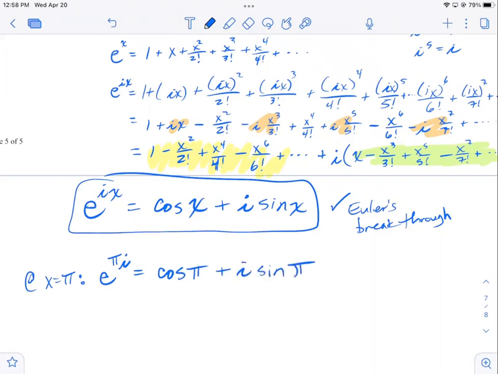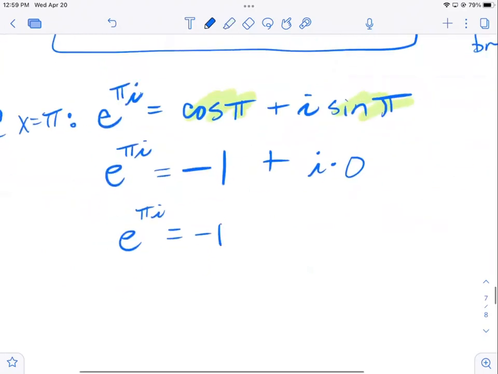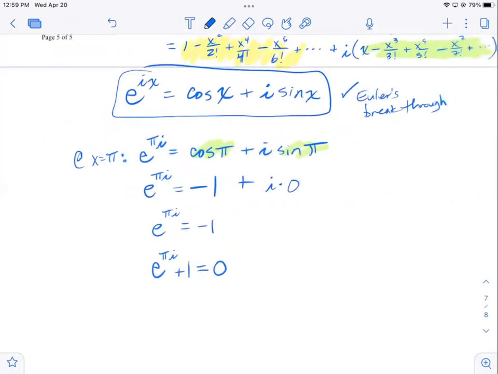Well, guess what time it is? It's unit circle time, everybody. So I got cosine of pi and sine of pi. So e to the pi i, what's cosine of pi? No, not 1. -1. And what's sine of pi? 0. So I get i times 0. Well, guess what i times 0 is? 0. And so now if I simply tidy up a bit by adding 1 to both sides, I get e to the pi i plus 1 equals 0. Drop the stylus. Boom. And there it is.